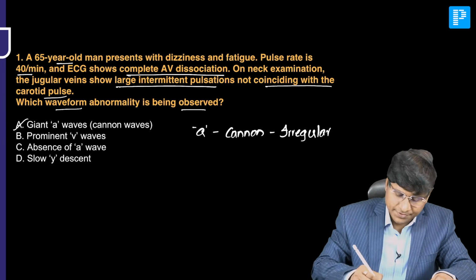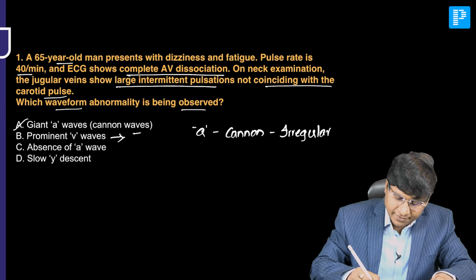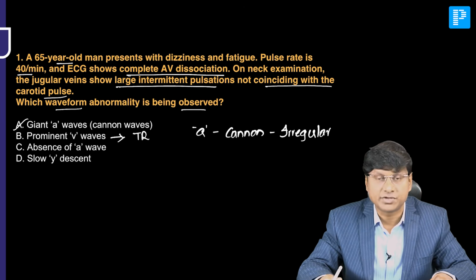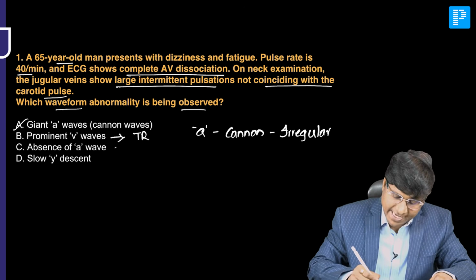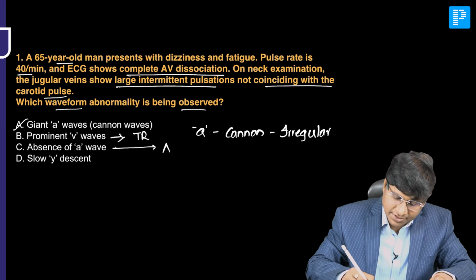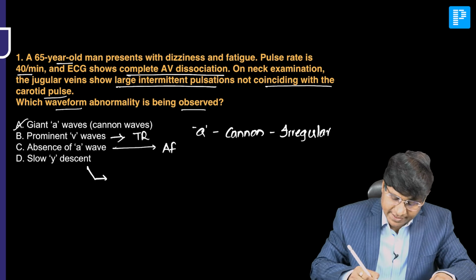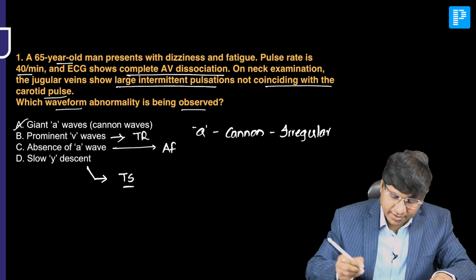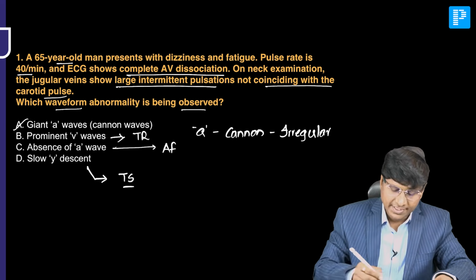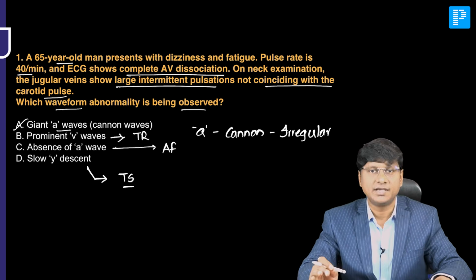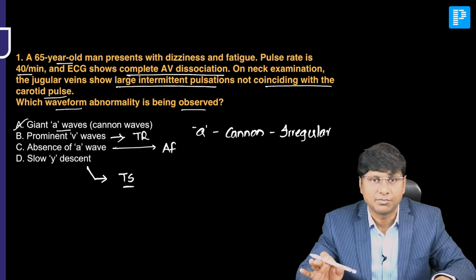And what about the other options? You take the prominent V wave, it is observed in patients with tricuspid regurgitation. And absent A wave is observed in case of atrial fibrillation, and the slow Y descent is observed in patients with tricuspid stenosis. So the answer in this question is the giant A wave, which is present in case of complete heart block, right?